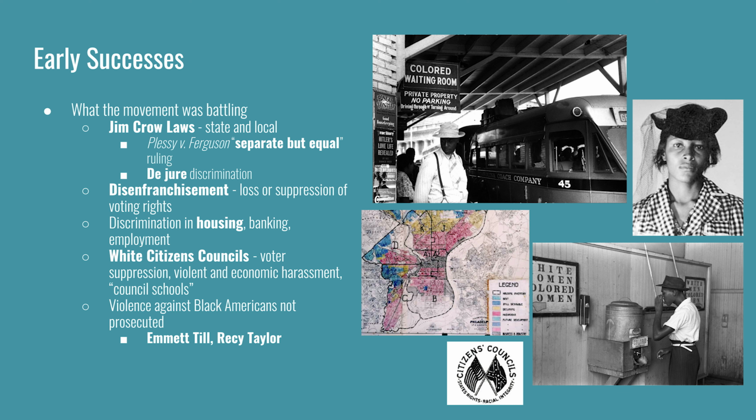To add to all of these institutional barriers to equality, there were groups independent of the government called white citizen councils that organized to further suppress African American votes through violent and economic harassment. And when the order came from the Supreme Court to desegregate schools, they opened up white-only private schools to get around the ruling. The logo of the councils incorporated the Confederate flag over the words states' rights and racial integrity.